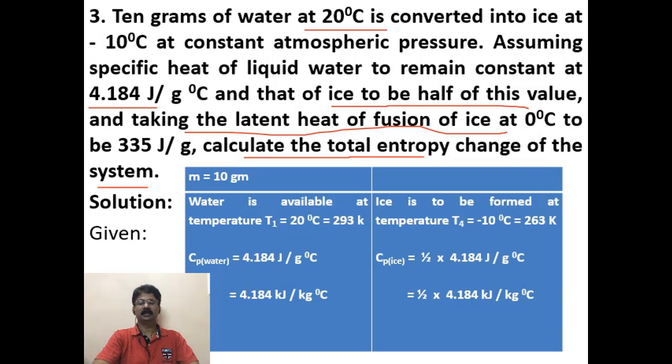So these are the given data, so better always note them down in table form. Mass is 10 gram. Water is initially available at 20 degrees Celsius, that is 293 Kelvin. Ice is to be formed at -10, that is 263 Kelvin. Cp of water is given, so I told you it's the same value in kilojoules per kg also. Similarly, Cp of ice.